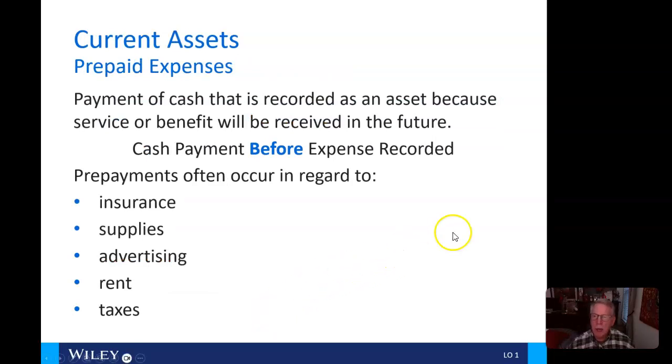Okay, prepaids. You've seen this before, so this is generally review, but here we're paying some cash in advance for services and benefits that we're going to receive in the future. And again, the cash payment is before the expense is recorded. We're going to record the expense as we use up those prepaid expenses. So you often see that, as I'm sure you have in the past, in a 1A or 101 course, prepaid insurance, supplies, advertising, prepaid rent, and sometimes taxes.